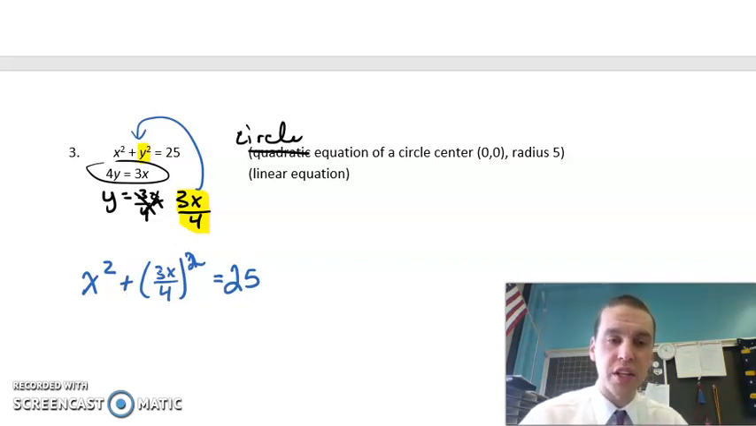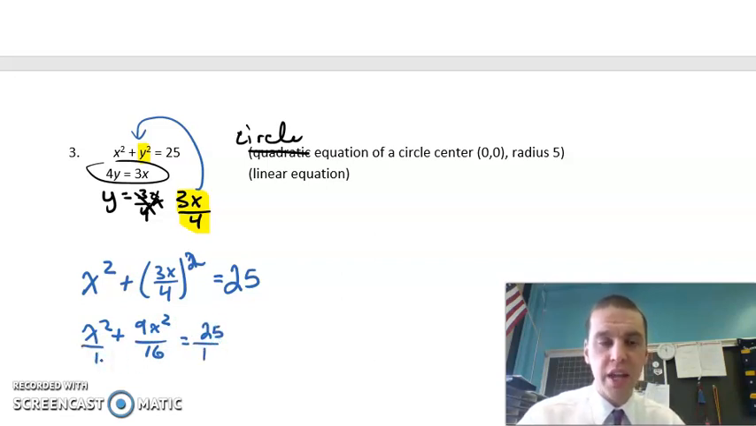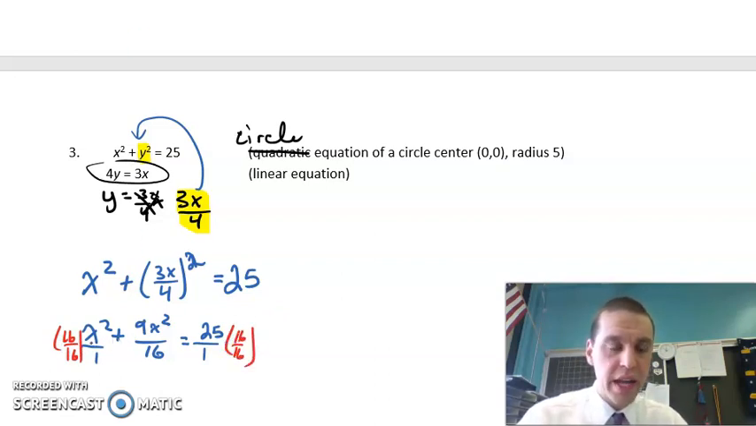When you square it, it's like 3x over 4 times 3x over 4. So we're going to get x squared plus 9x squared over 16 equals 25. Notice that these are each over 1, and therefore you need to find a common denominator. Well, the common denominator is 16, so I need to multiply this by 16 and this by 16. And so when I get that, I'm going to get 16x squared plus 9x squared equals... oh, sorry, not 25. I've got to do 25 times 16, which equals 400.